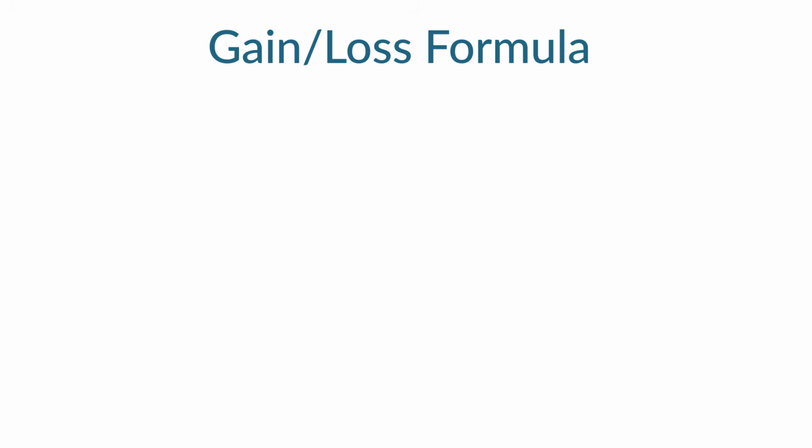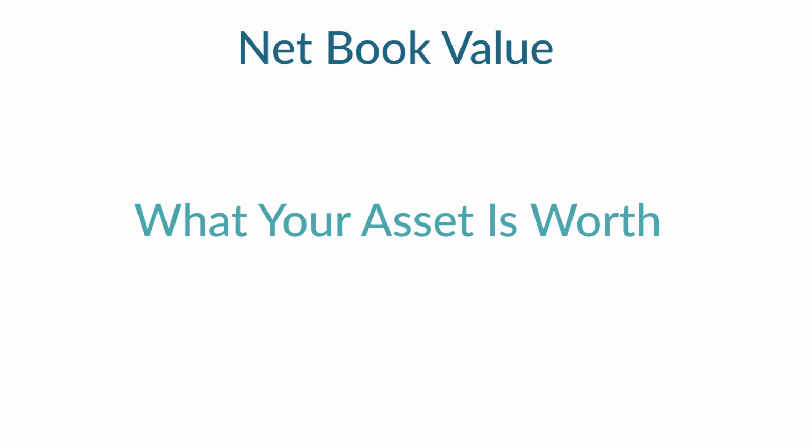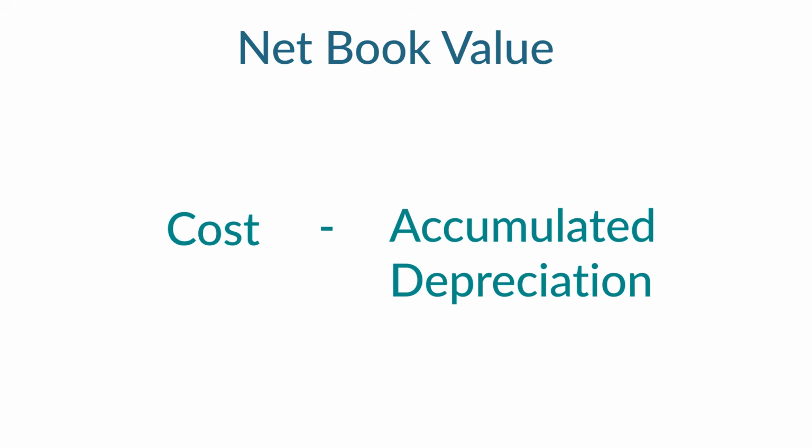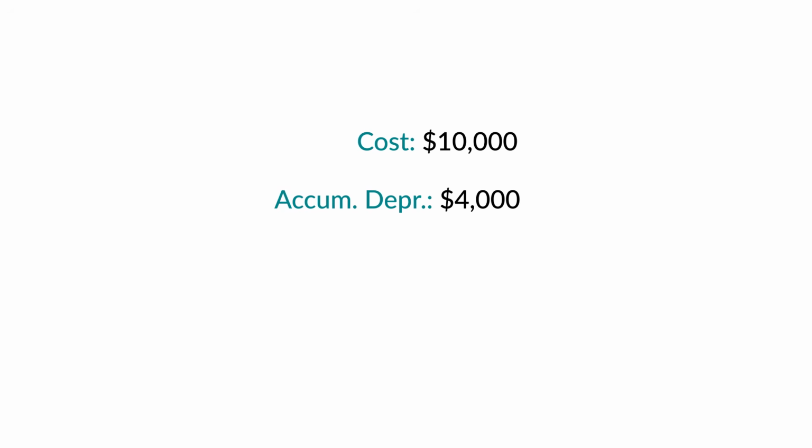Now, let me show you a way to figure out the gain or loss without having to do a journal entry. This involves the concept of net book value, aka what your asset is worth. It is worth cost minus accumulated depreciation. Depreciation means to decrease in value, so your accumulated depreciation decreases the value of your asset. In our case, the cost of the popcorn machine is $10,000 and our accumulated depreciation is $4,000. $10,000 minus $4,000. The net book value of our asset is $6,000. It's worth $6,000.